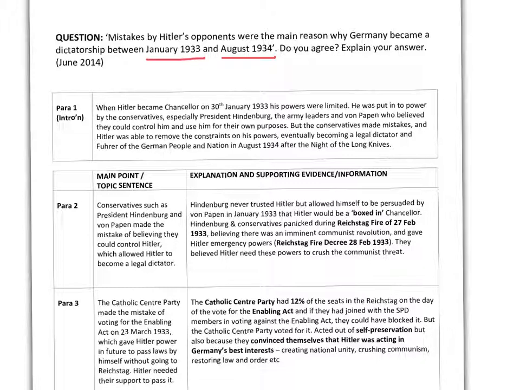So you're pointing out when Hitler became Chancellor on the 30th of January, his powers were limited, that he was put into power by the Conservatives, who thought that they could control him and use him for their own purposes, but they made mistakes. So you're linking the introduction very clearly to the question, and it took until August 1934 that Hitler removed those constraints on his powers. So you're setting your answer up for what you need to talk about. Okay, so you now move into the argument.